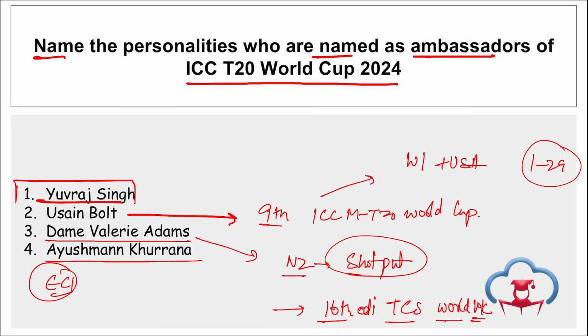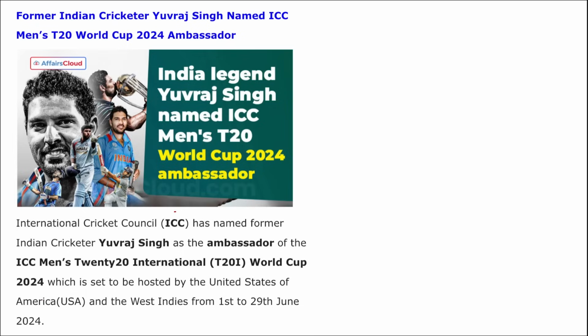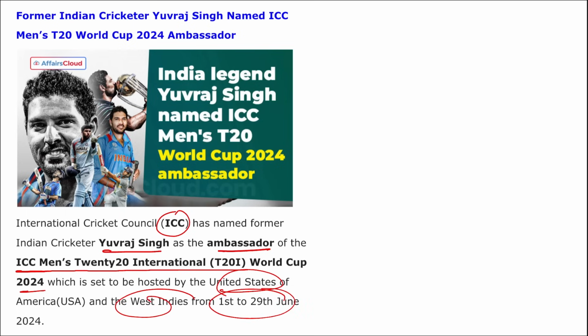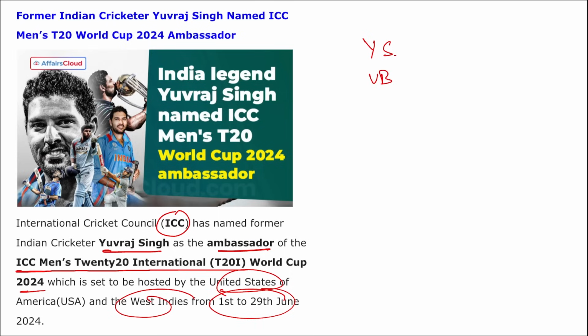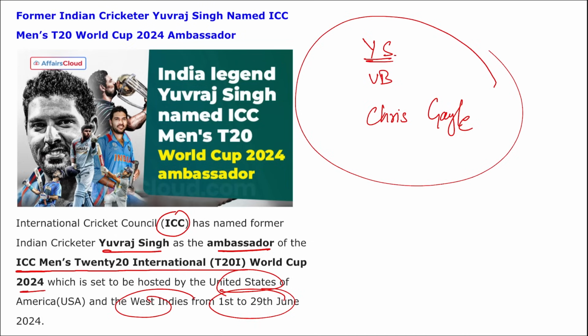So coming back, remember friends, let me show you here. Recently, ICC has named Yuvraj Singh as the ambassador of the ICC Men's T20 International World Cup, which is set to be hosted by USA and West Indies from 1st to 29th of June. Apart from this, remember Yuvraj Singh, we saw Usain Bolt, and one more person has been appointed as the ambassador to this ICC T20 World Cup. He will be Chris Gayle. West Indies cricketer Chris Gayle, Indian player Yuvraj Singh, and Usain Bolt, who is a sprinter, have been named as ambassadors of the 9th edition of ICC's T20 World Cup 2024.